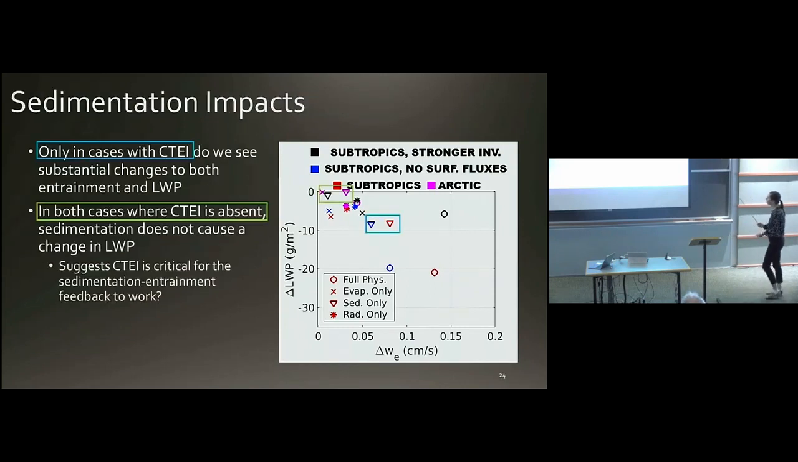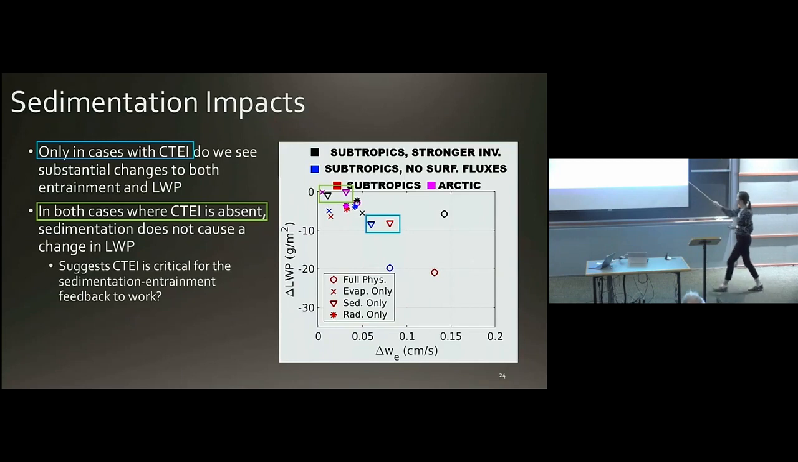So I want to now talk about each of these processes individually and see what we can learn from them. I'm going to highlight different sections of the plot as we go through. First, thinking about these sedimentation tests, we have two cases where we have essentially no change in liquid water, and only a modest change in the entrainment, versus these two where we get big changes in both.